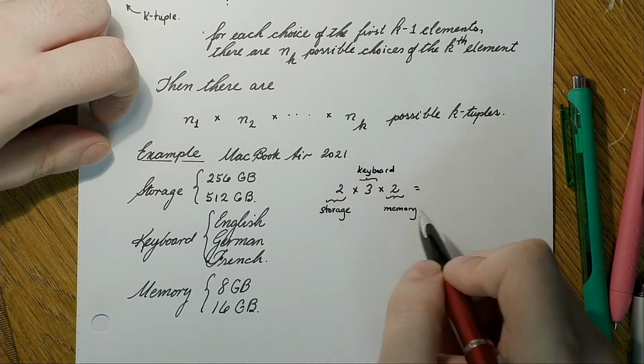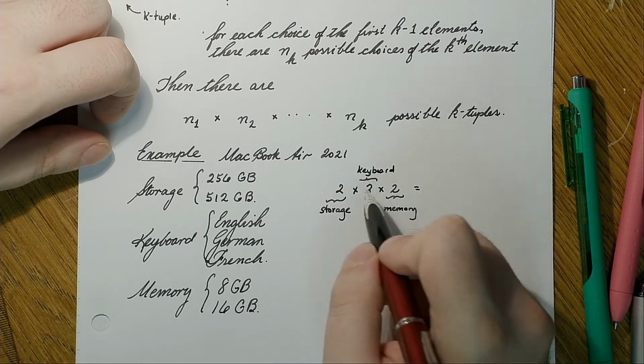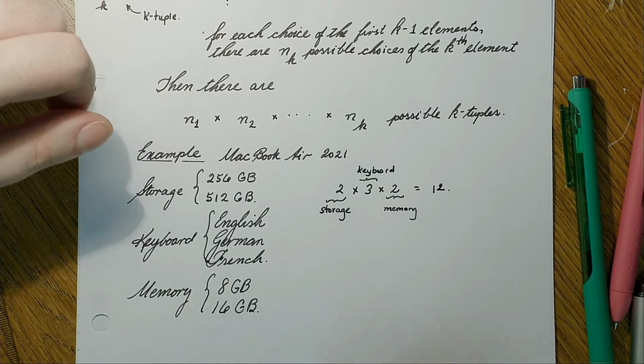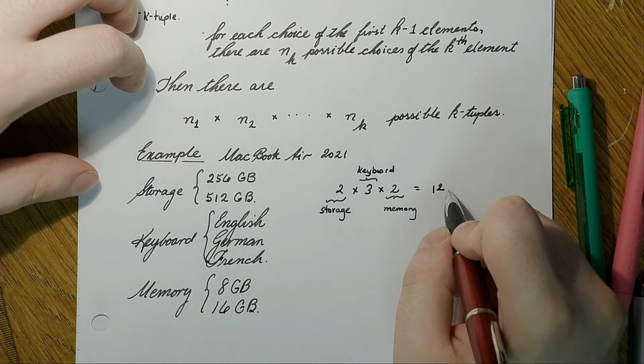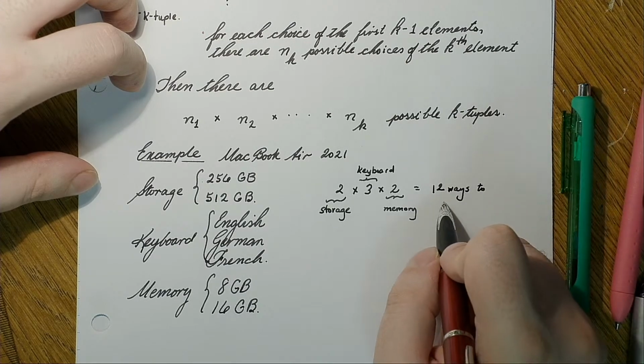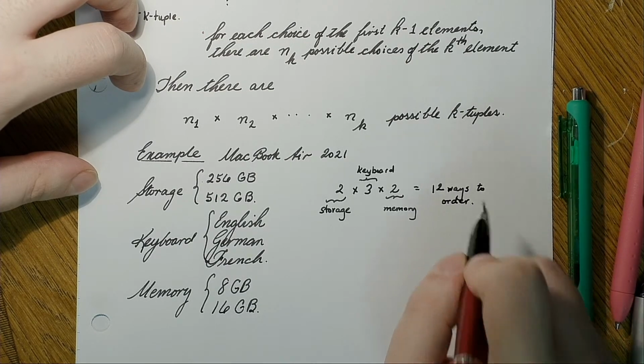So 2 times 3 is 6, times 12, times 2 is 12. So there's 12 ways to order.